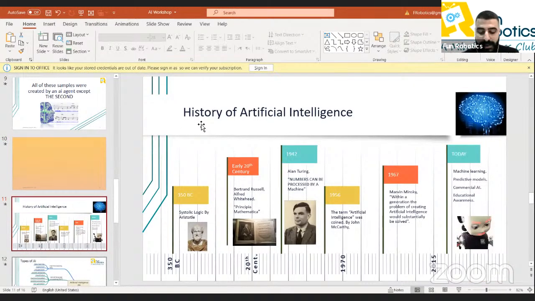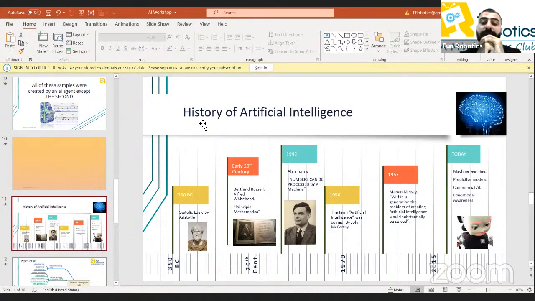As a matter of fact, AI came along all the way in the early 20th century, exactly in the 1950s, where we had Alan Turing, for example. I don't know if you guys have watched the movie The Imitation Game. It's a very nice movie that talks about the first computer that was created. Alan Turing in 1956 created a paper called The Artificial Intelligence, and the term was coined by someone called John McCarthy.